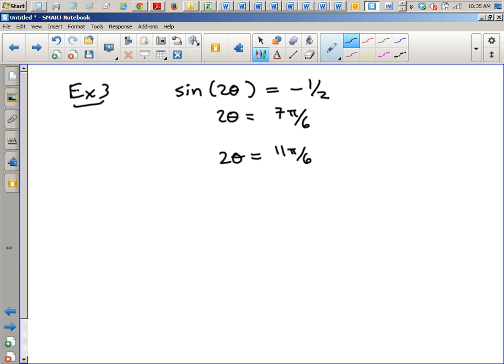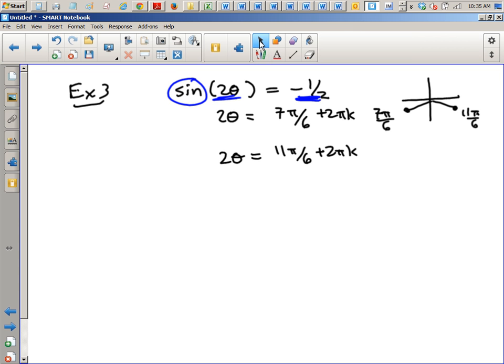Why? Because this is first and foremost a sine question. It says right here, sine of something is negative half. So you're supposed to be thinking about sine right now and where it is negative half. It's on these two spots on the unit circle where sine, the y value, is negative half. So the first thing we do is ignore the fact that this is 2 theta and just ask, what angles have a sine of negative half? That's these two. Don't forget the 2 pi k. Those are the coterminals. So everybody say 2 pi k. Some of you are really good at that.